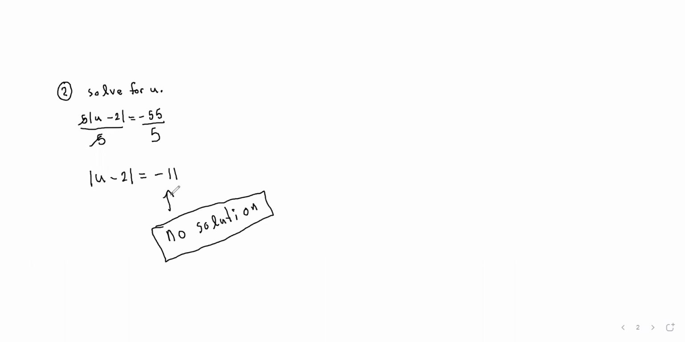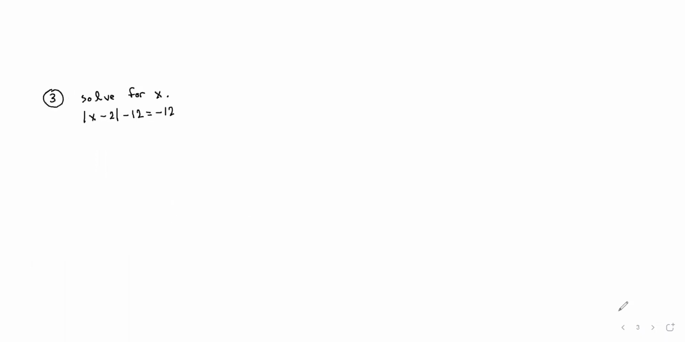So that solves problem 2, that there's no solution. Let's move on to problem 3. Just more variations of the previous problems. Our directions are to solve for x, and we're given the equation: the absolute value of x minus 2, minus 12, is equal to minus 12.